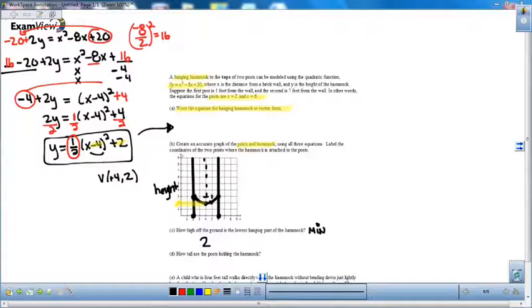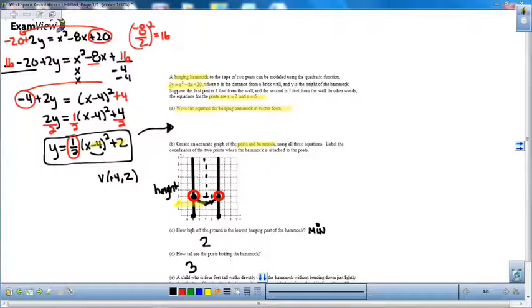How tall are the posts holding the hammock? Okay, so how tall are the posts? So the posts are about right there. Remember that the question says that the hammock top 2 posts can be modeled by the quadratic function. So this is the top of the post. So it's going to be 3 feet. So 3 is my top.